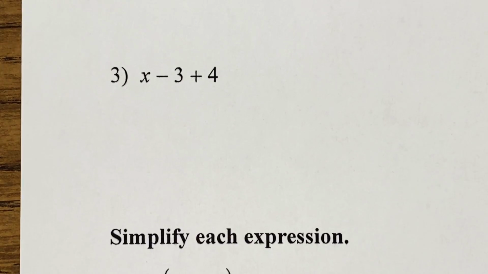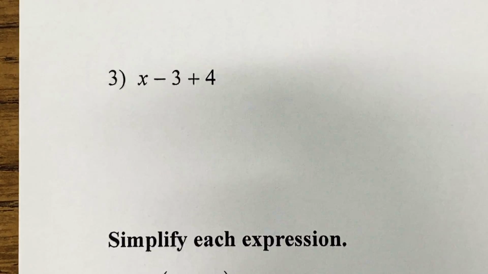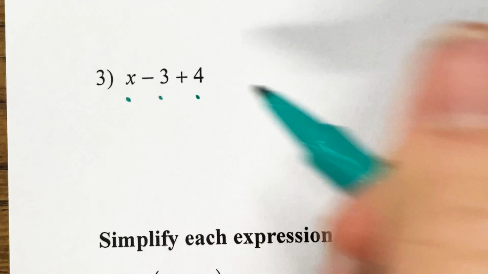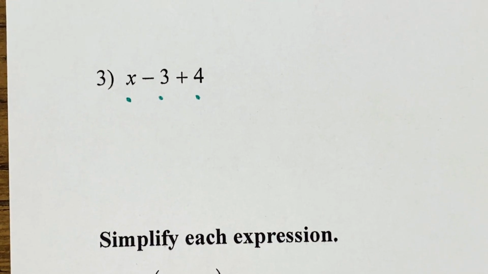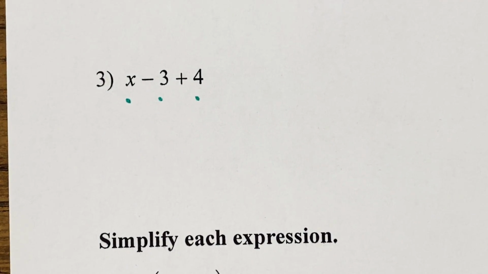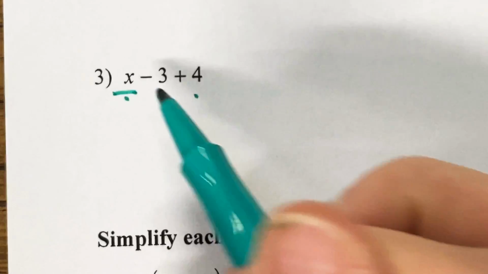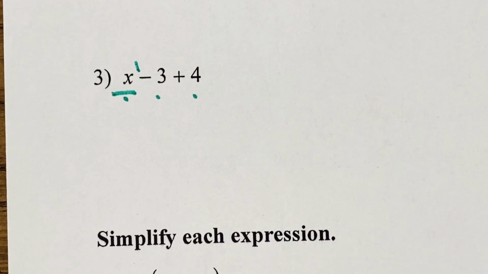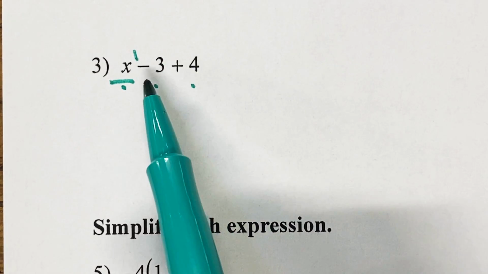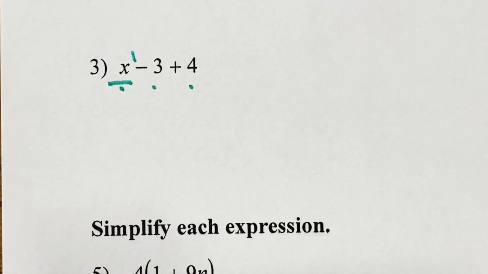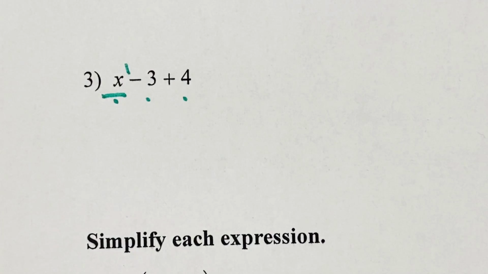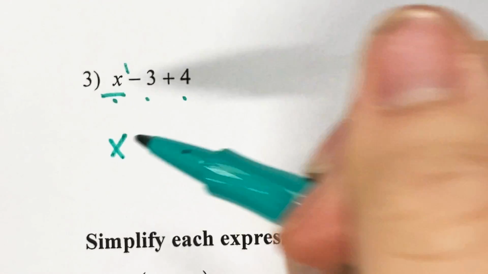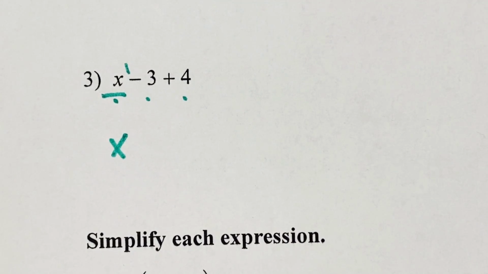Okay, number 3. Notice this time we have 1, 2, 3 terms. So we need to figure out which terms are alike, which terms can I combine. Let's look at our first term. I just have 1x to the power of 1. Do you guys see any more x to the power of 1s? No, this negative 3 doesn't have an x, and the 4 doesn't have an x. So there's nothing I can combine with that x. It's just going to stay 1x.